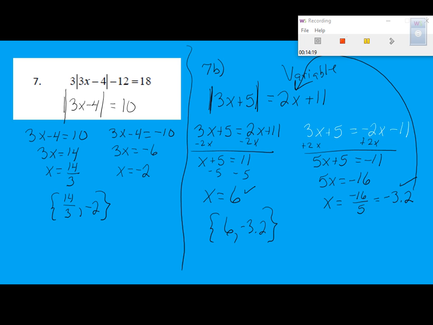Here's an example when we wouldn't keep it. Let's say this came out to be 2, and I had something like this, 2x minus 5. Well, 2 times 2 is 4. 4 minus 5 is negative 1, so then we would throw it away.